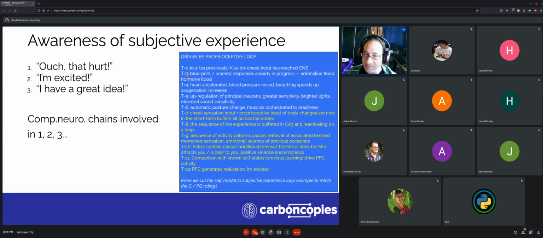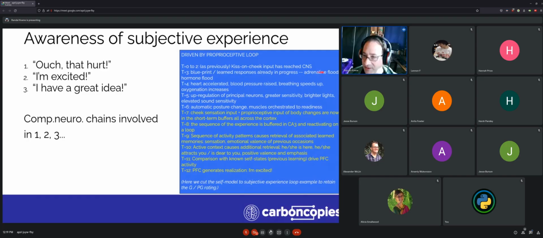Now you have some responses that were already there from birth and some that you learned that have already begun, that have come into progress. There's a flood of adrenaline, also hormones. Then on the next step, your heart is accelerating, blood pressure is raised, your breathing speeds up, you get more oxygen. All of this oxygen helps upregulate principal neurons. You get greater sensitivity, brighter lights, elevated sound sensitivity. All of this is happening unconsciously.